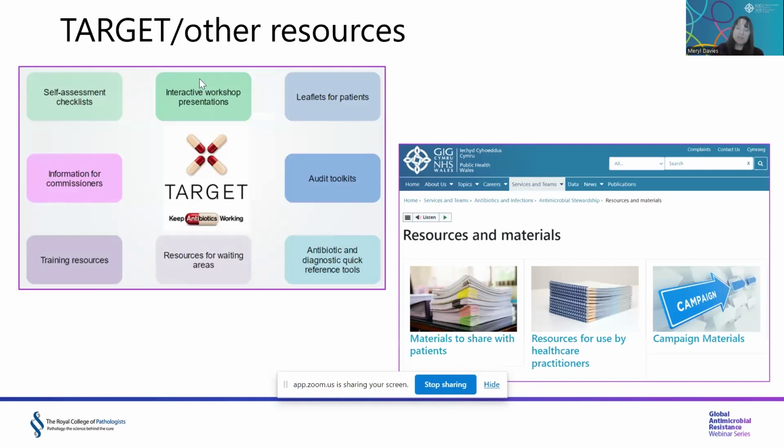And one of the resources available is the TARGET resource, which is a resource developed via UKHSA and the Royal College of GPs. And we in Public Health Wales also work with the TARGET team within UKHSA on those resources as well. And within those resources, there are examples from the perspective of leaflets for patients, training resources, self-assessment checklists, and other audits and toolkits. And within Wales, we also have resources and materials on the Public Health Wales website as well.